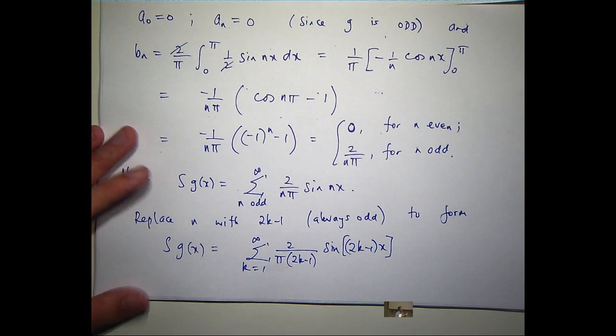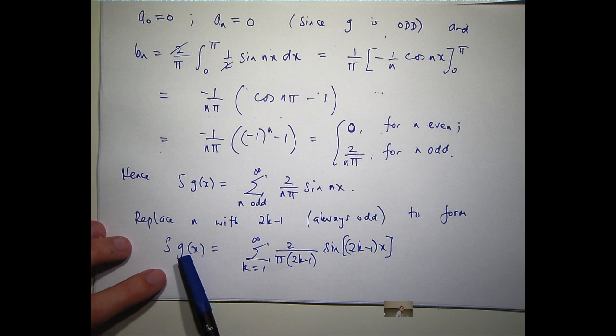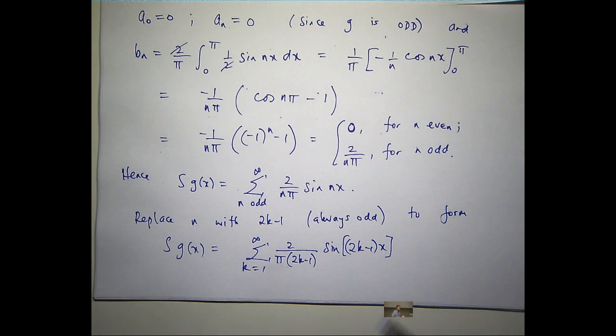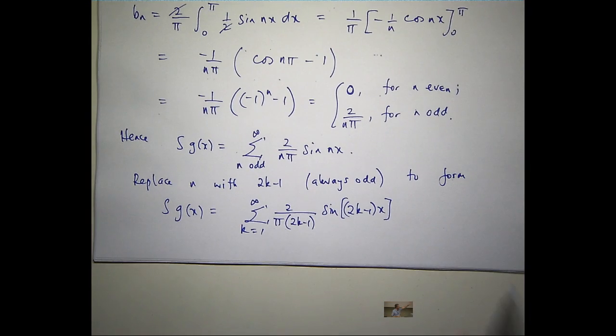Okay, now we're almost done. We've got our Fourier series for g. Let's just add 1/2 to it, and we will get our Fourier series for our original unshifted function.